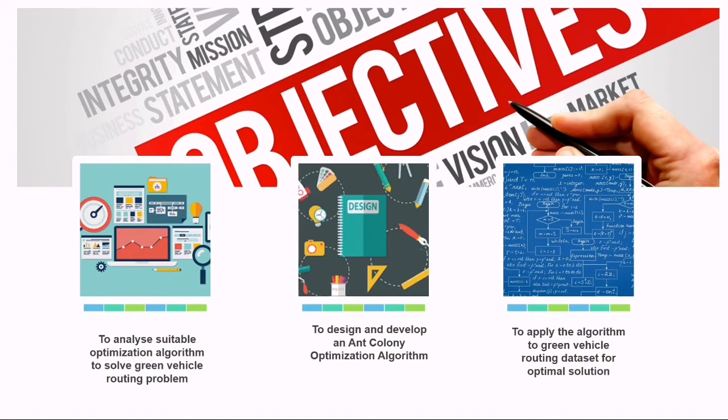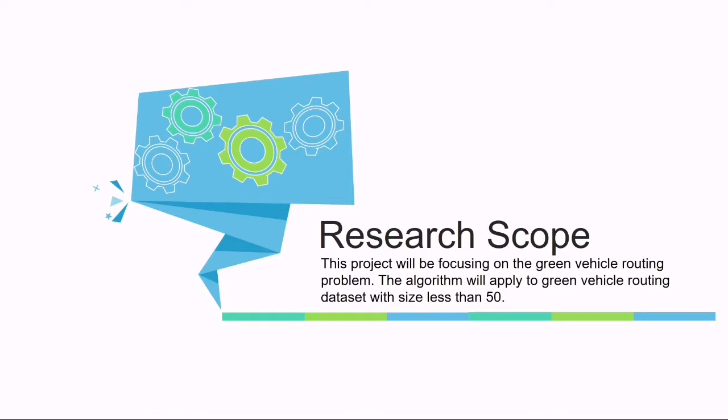The objectives of my research are to analyze suitable optimization algorithms to solve green vehicle routing problem, to design and develop an ant colony optimization algorithm, and lastly, to apply the algorithm to green vehicle routing dataset for optimal solution. The research scope for this project is focusing on the green vehicle routing problem. The algorithm will be applied to green vehicle routing dataset with size less than 50.